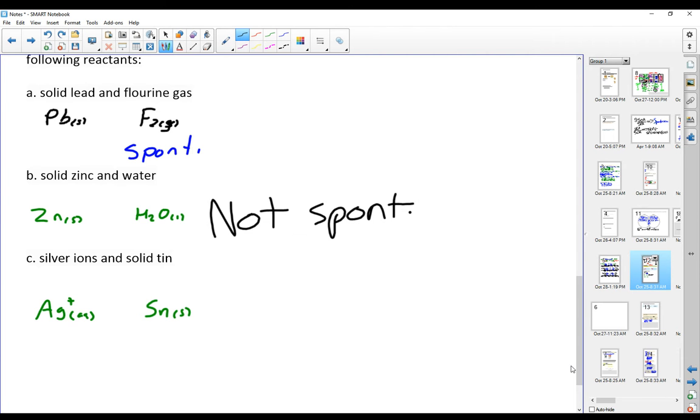All right, the last one is the same thing. Tin is not on there, but Ag+ is a really good oxidizing agent. So this one is spontaneous.